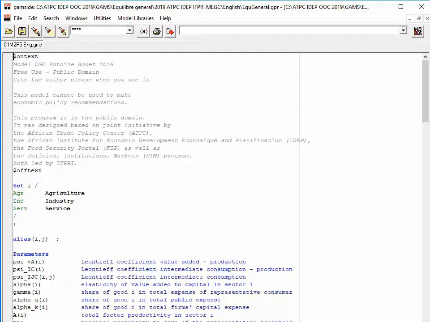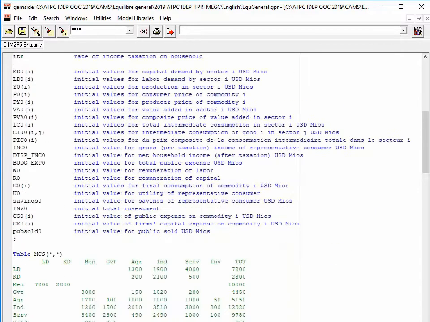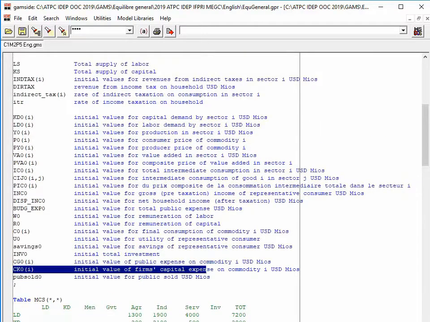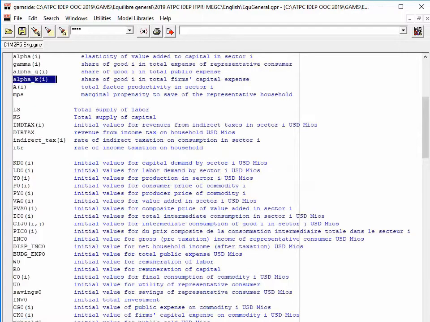So this is the program for the exercise on firms' investment. The structure of this program is very similar to the previous model. There are a few parameters, including new parameters, including the initial value of total investment, INV0, but also capital expenditure by firms, CK0, and also technical parameters like alpha_K.